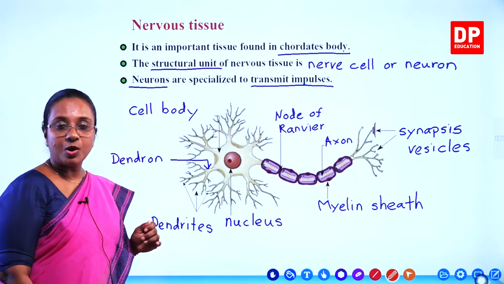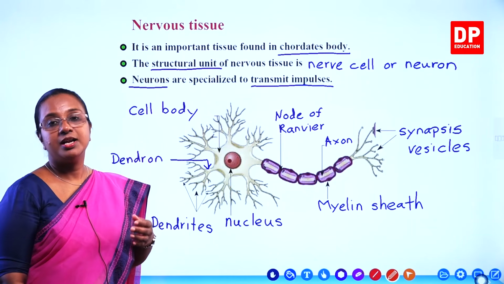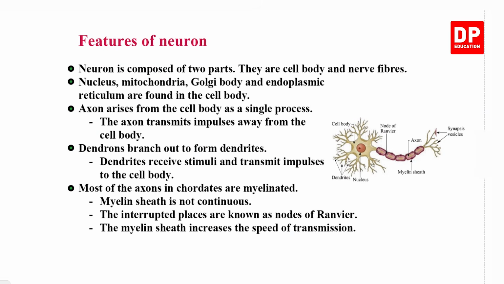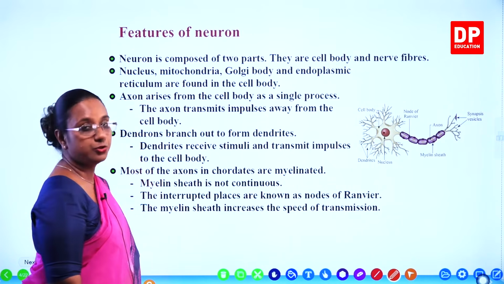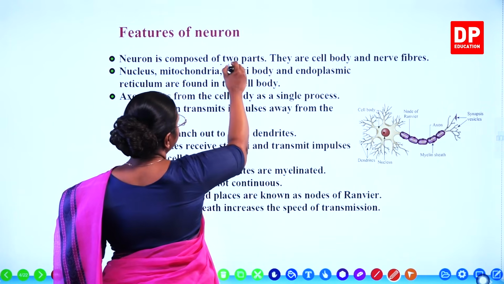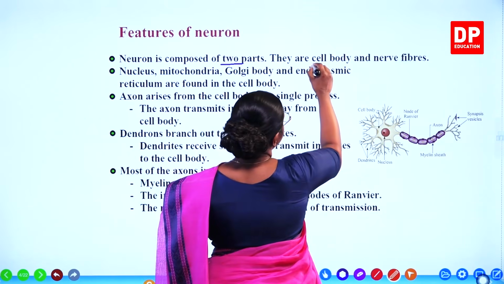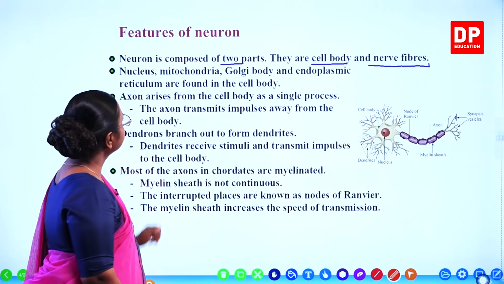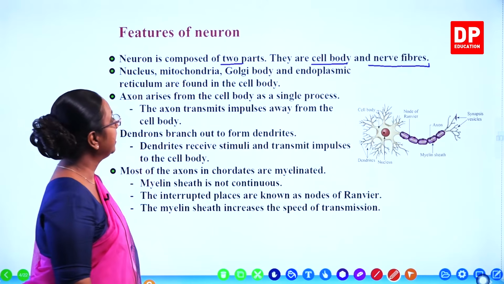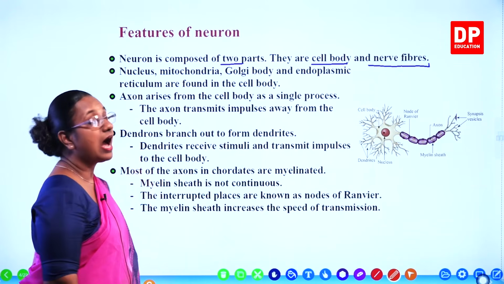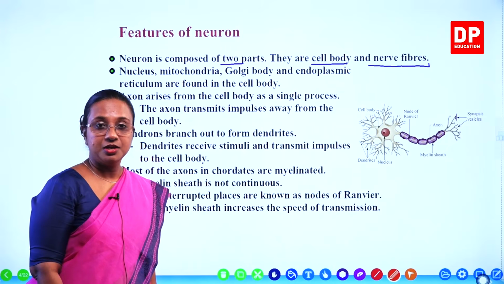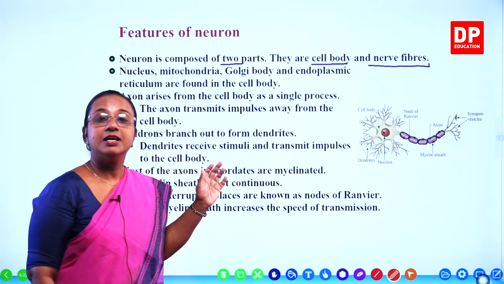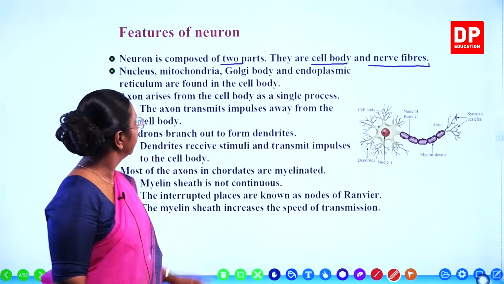Now, I will move on to the features of nervous tissues. Features of neuron. Neuron is composed of two parts. This is what I already explained to you all. They are called cell body and nerve fibers. Nucleus, mitochondria, Golgi body and endoplasmic reticulum are found in the cell body. So like any cell, the cell body of the nerve cell contains all the organelles.